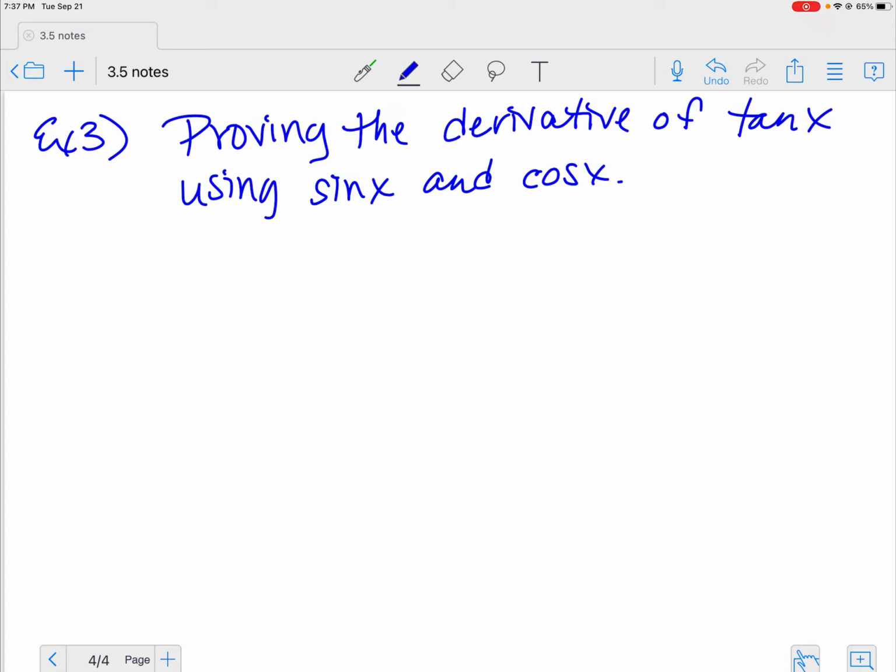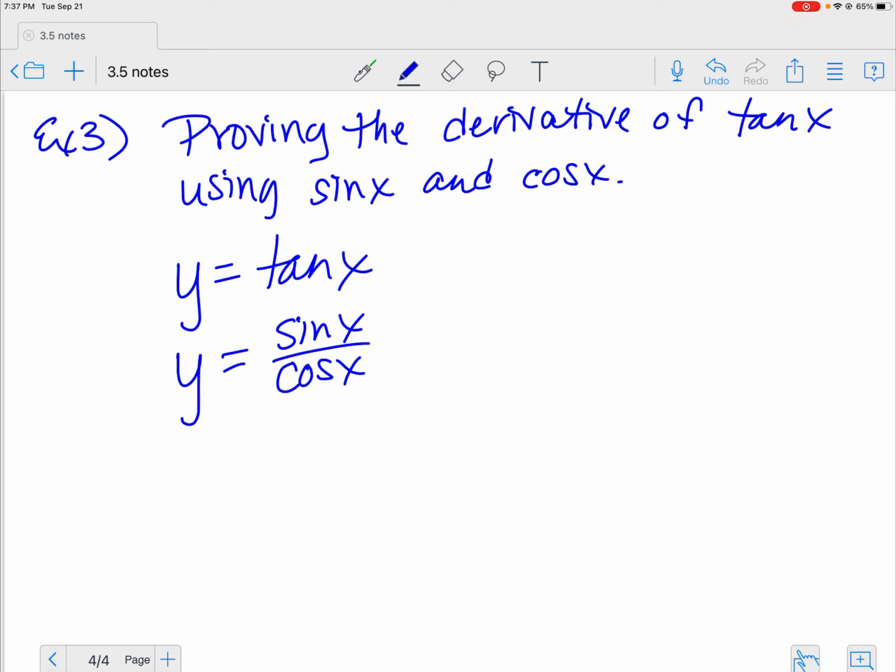All right, we just said memorize these earlier, but you know what? Let's take an opportunity here and prove one of them, because it's nice to have that proof just to see where it comes from, right? So we're going to prove the derivative of tangent x using sine and cosine. So y is equal to tangent of x. And if we use our ratio identity, we know this is the same thing as sine over cosine. With sine over cosine, that's the quotient rule.